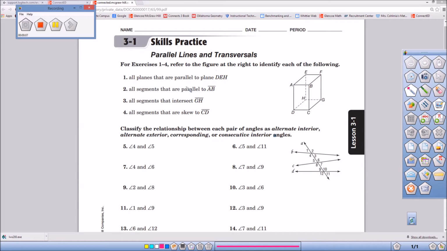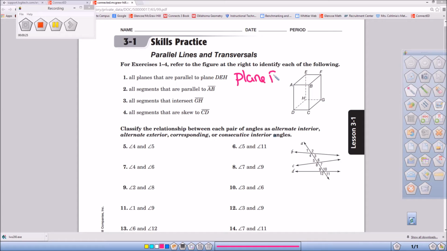And we're going to talk about all planes that are parallel to plane DEF. Well, DEF is right here. It's this back, or DEH, it's this back part right here. So the only plane that's parallel to that right now is BCG, or you might call it BFG. So plane BFG is the correct answer.